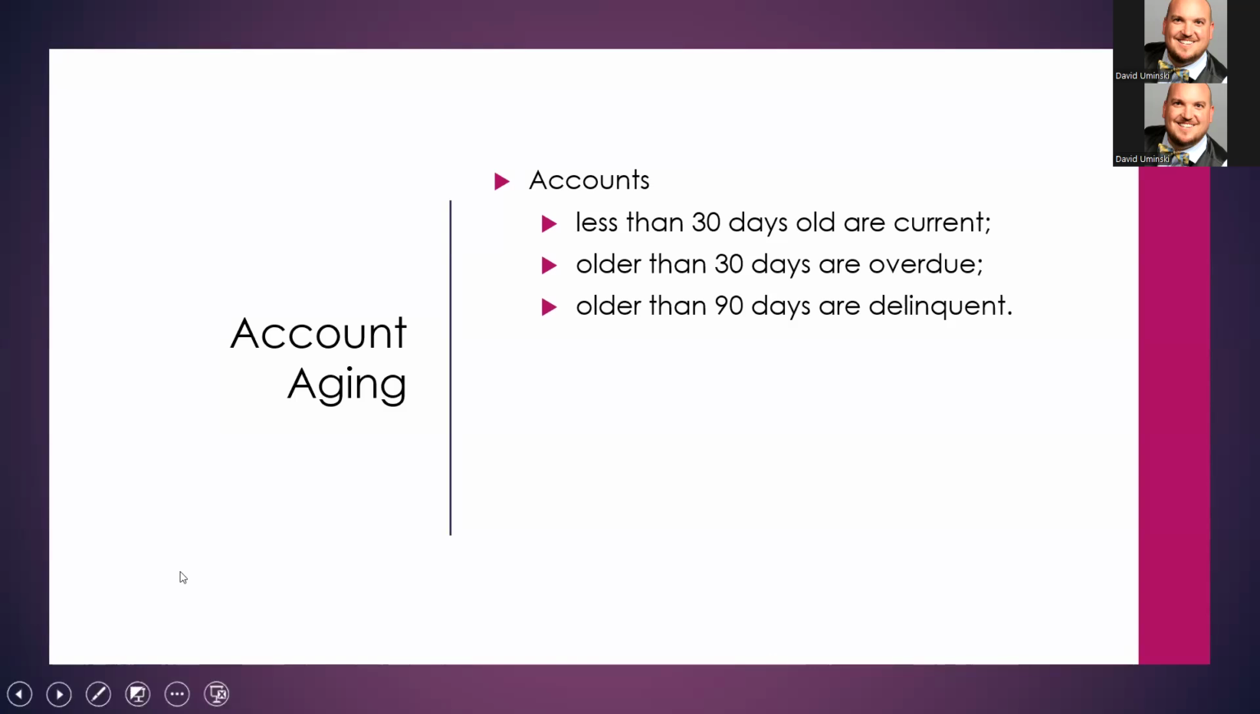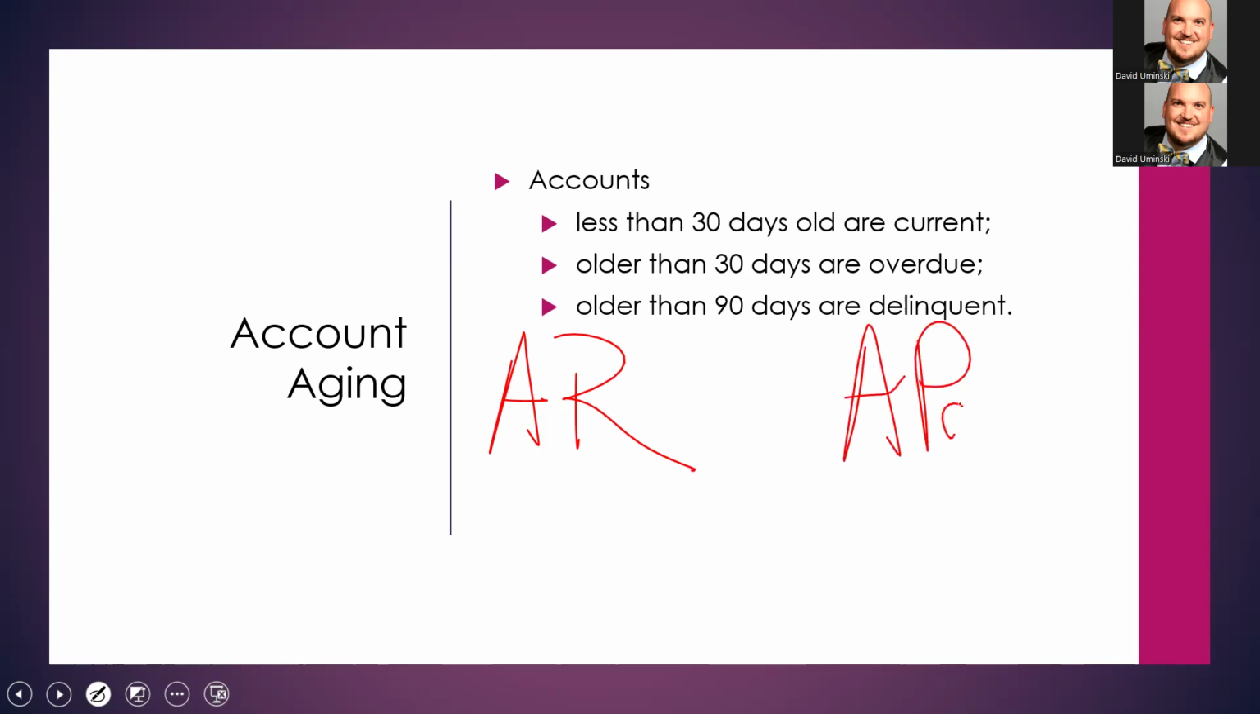In accounting, we have two different types of accounts. We have accounts receivable, which is money that's due to us. And accounts payable. Accounts receivable, accounts payable. Accounts payable are our bills that are due to our vendors.